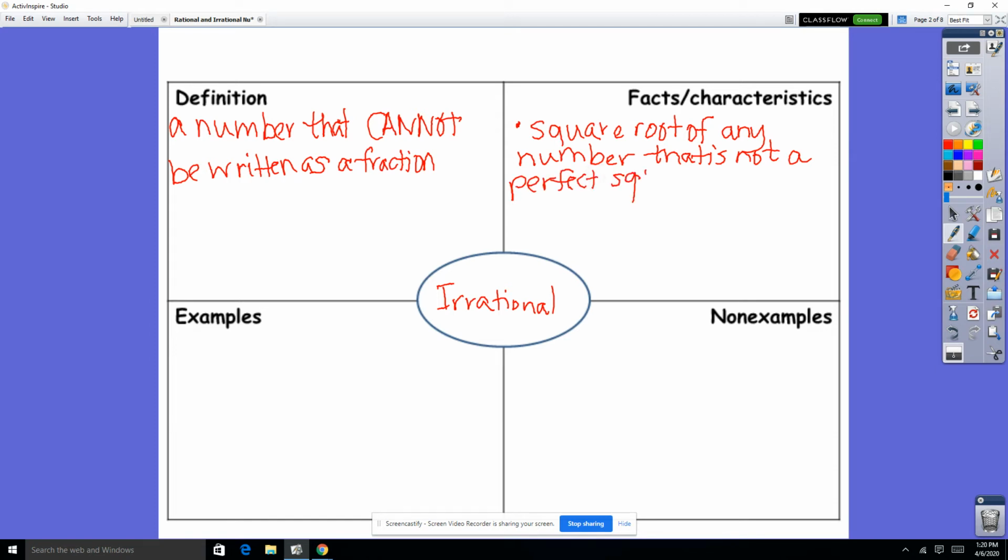So the square root of 7 is not a perfect square. The square root of 10, the square root of 12. These are all examples of numbers that are irrational, because when you take the square root of them, you get a decimal that repeats in no order.